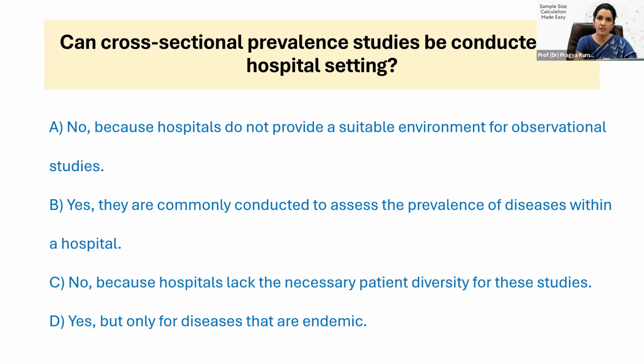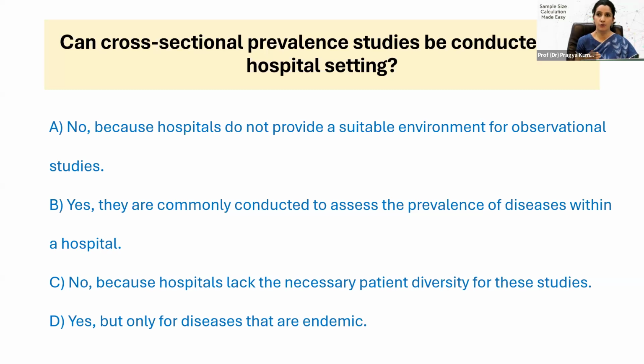So now the next question is: can a cross-sectional study, this prevalence study, be conducted in a hospital setting? This is also a very important question which you will experience in any IEC or research committee presentation, especially from clinicians. Whenever they say prevalence of XXX in hospital, many times you will see people from community medicine or epidemiologists raise that prevalence is a word which generally we should use only in the community setting.